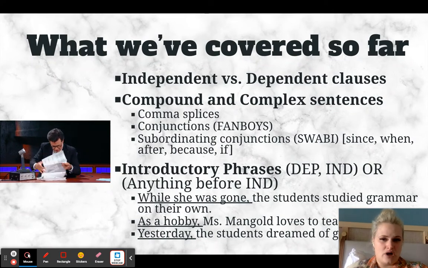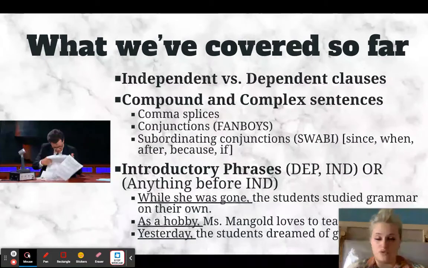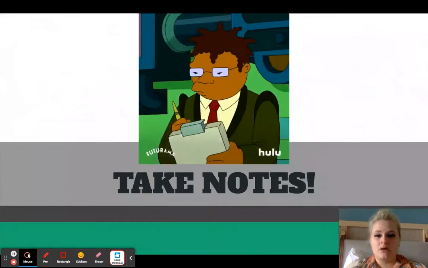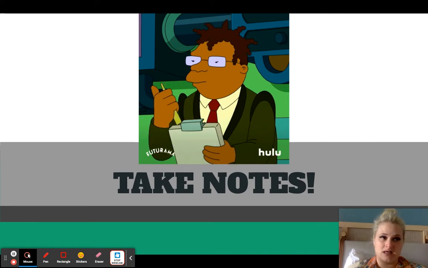What we covered so far, just a little review: independent, dependent clauses, subject, verb, right, complete thought, compound and complex sentences with fanboys and swabbies and everything in between, along with introductory phrases. All right. So if you are still confused on any of those, please go back, review, Google, whatever you need to do. Let's grab our notes. Go ahead and take some scrap paper if you need to. You know where it is.